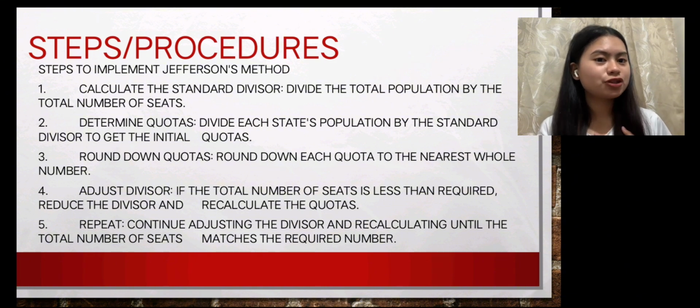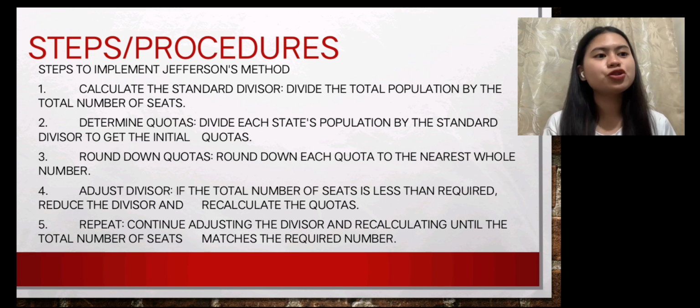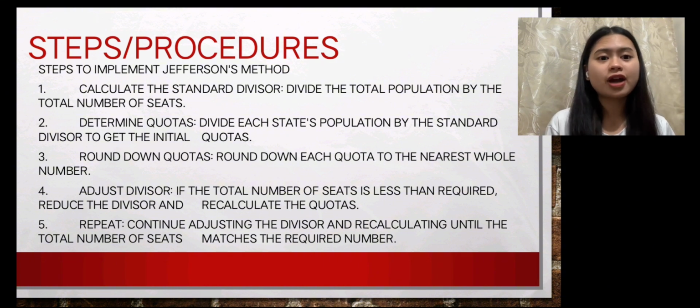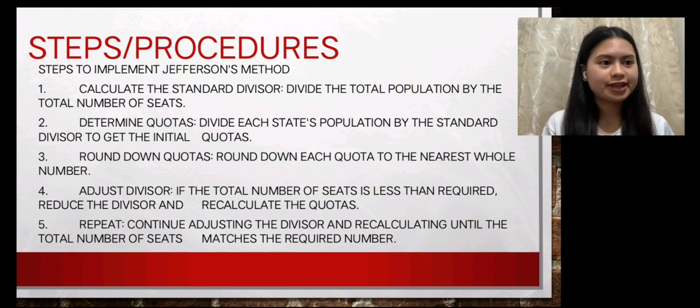I'm from BSN 2Q, and today I'll discuss the steps to implement Jefferson's method, a way to fairly distribute seats. The steps to implement Jefferson's method: first is to calculate the standard divisor. It is done by simply dividing the total population by the total number of seats.